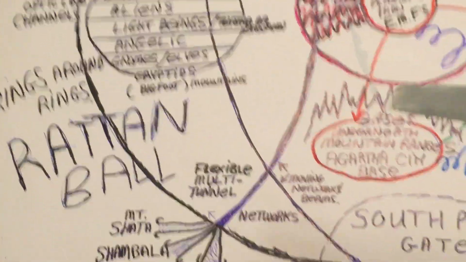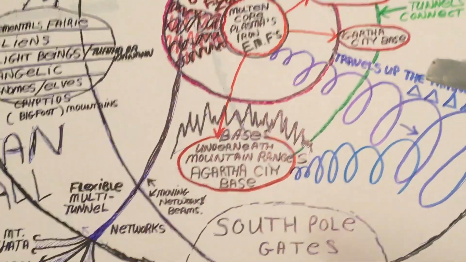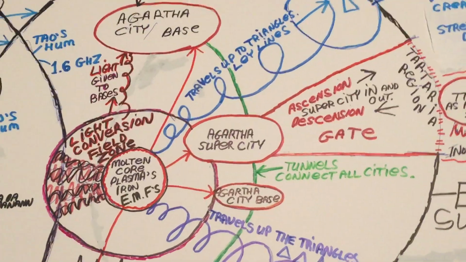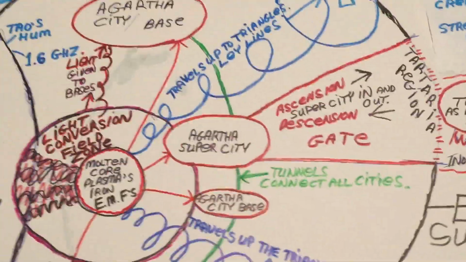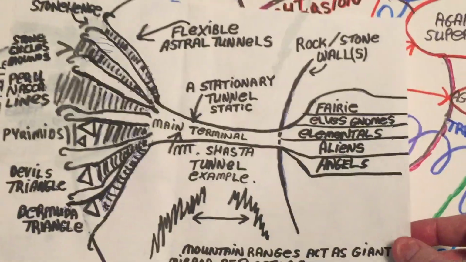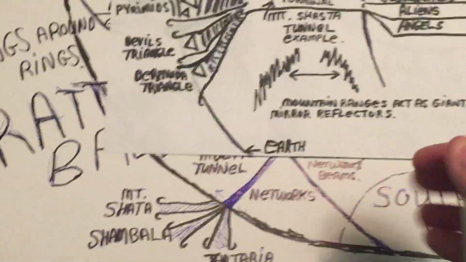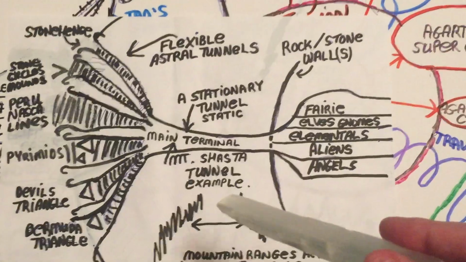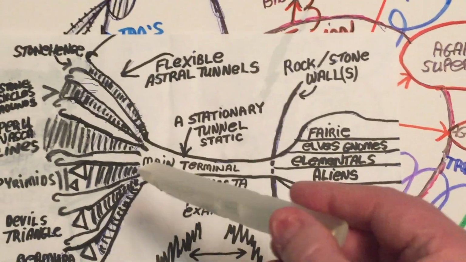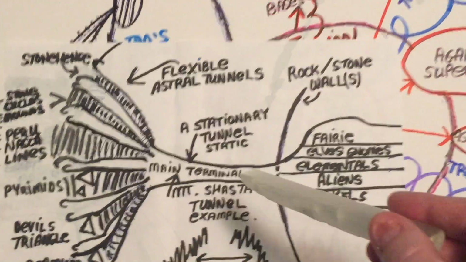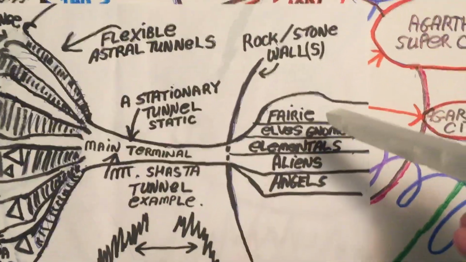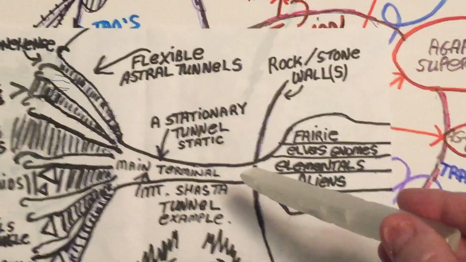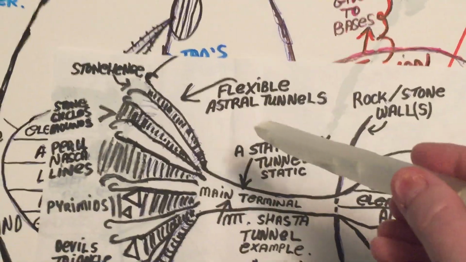All right, so I will explain all this much further very soon. Here is another example of this part that I was just explaining, in greater detail, where there is a terminal. These Ratten ball-like things act as a terminal. And here you've got the fiber optic channels that I was just speaking of. And here, the flexible astral tunnels.